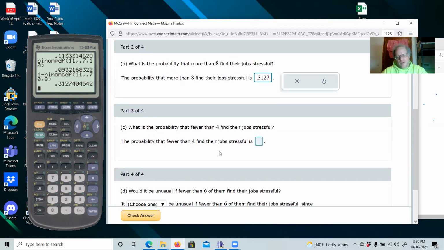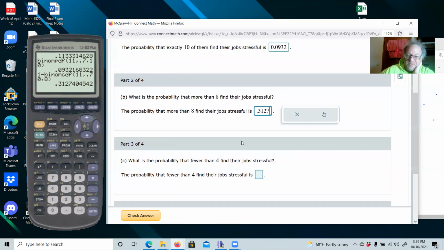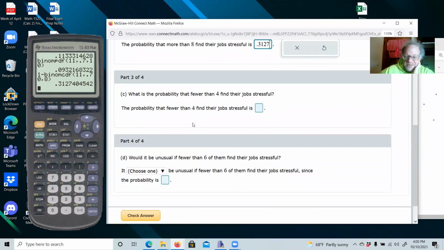So this problem might be useful in determining, like, if your HR department wanted to offer counseling, or maybe if a certain percent gets too stressful, they decide to hire some more people. Maybe they send people to a therapist, whatever.